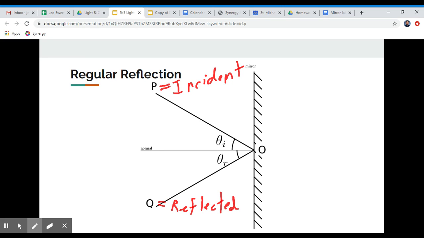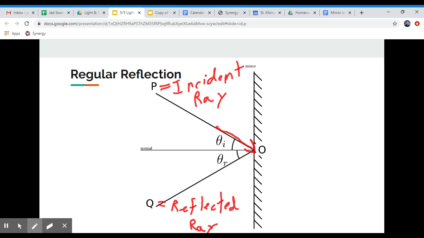All right, so I'll just call those incident ray, reflected ray. Okay, because there are different terminologies. And when we have an incident ray come into contact with some sort of surface that is going to be reflected off of, it is going to reflect off at the exact same angle that the incident ray came in at.